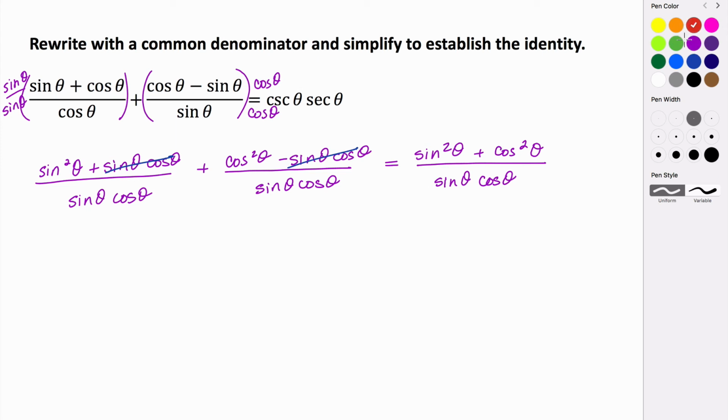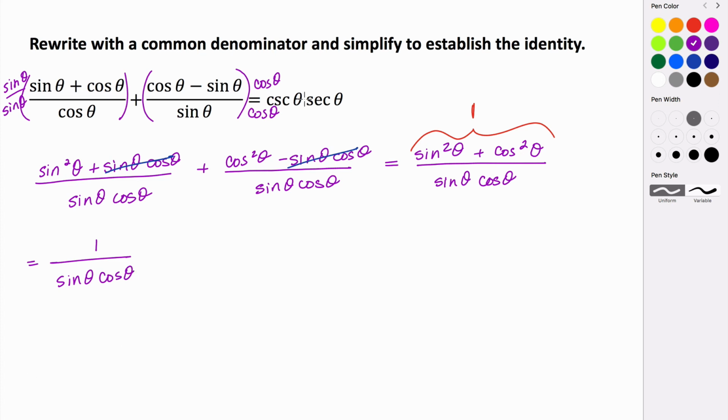Now, if you recall, this in the numerator here, sine squared of theta plus cosine squared of theta, is one of our Pythagorean identities. It's actually the main Pythagorean identity, and it's just equal to 1. So we can make the numerator 1. So it's 1 over the sine of theta times the cosine of theta.